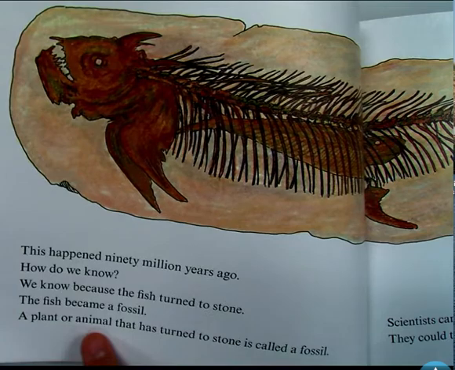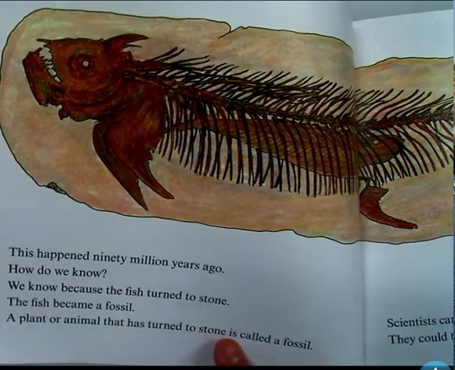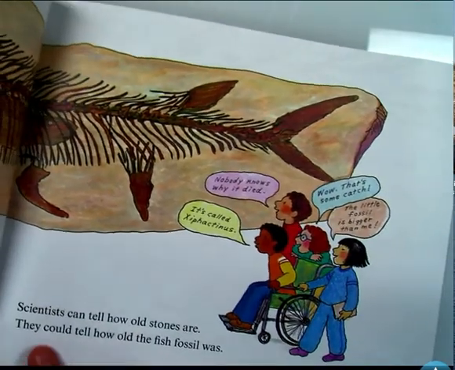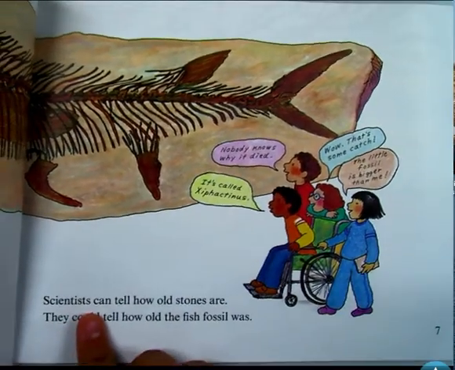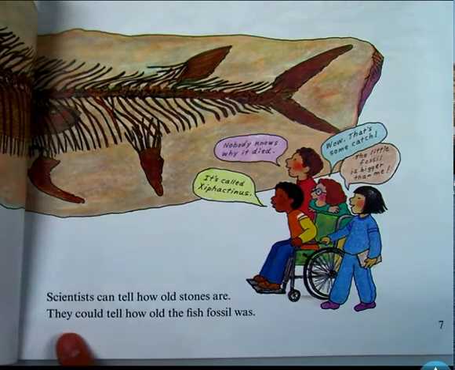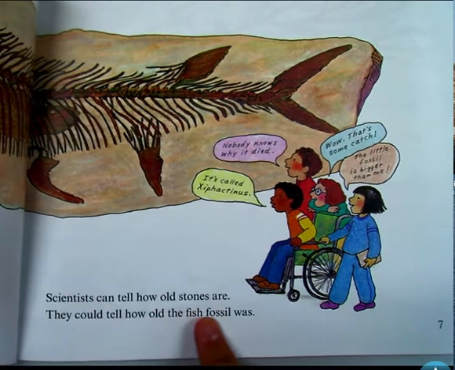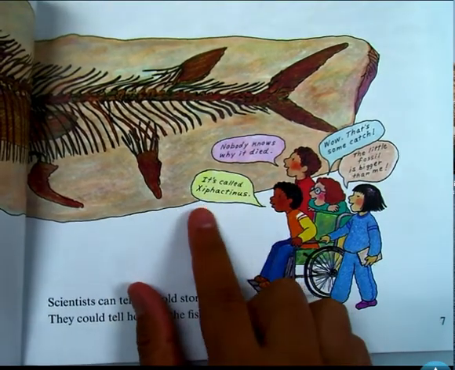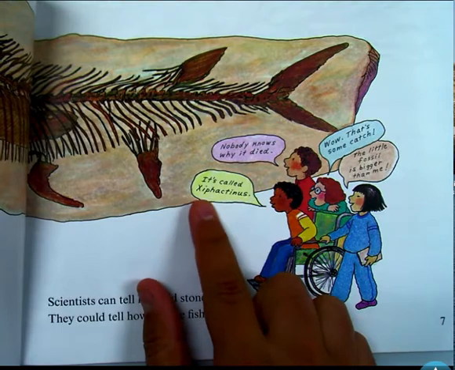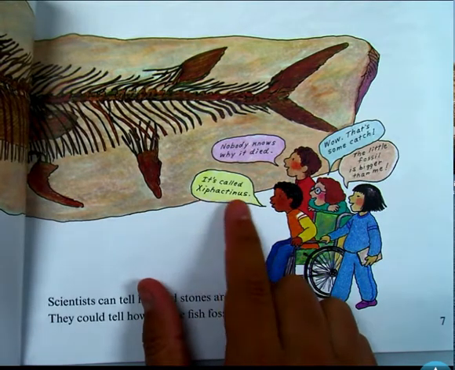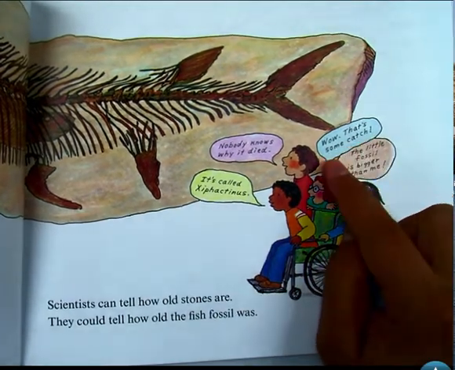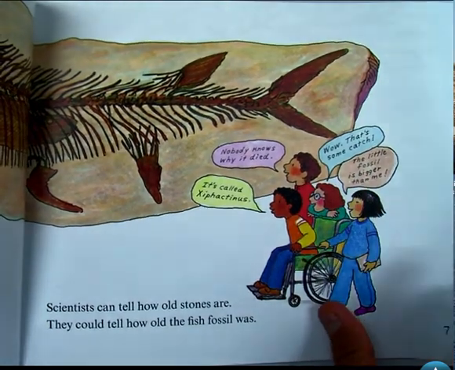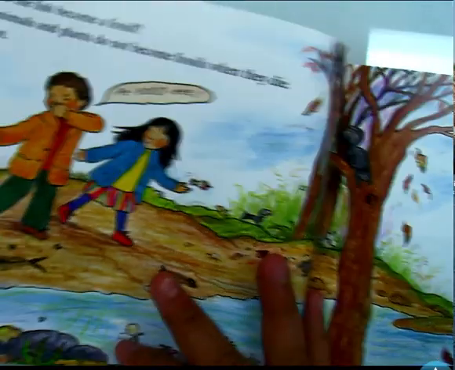A plant or animal that has turned to stone is called a fossil. Very good. Scientists can tell how old stones are. They could tell how old the fish fossil was. Nobody knows why it died. It's called Cephalactinus. Wow, that's some catch. The little fossil is bigger than me. I don't know about little.